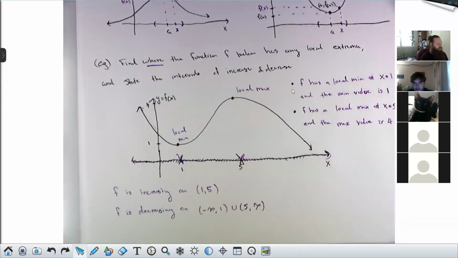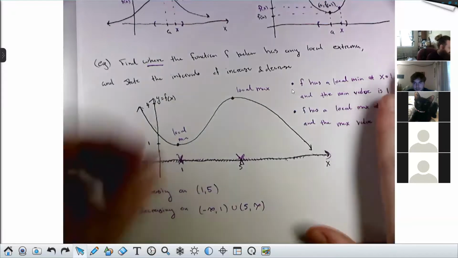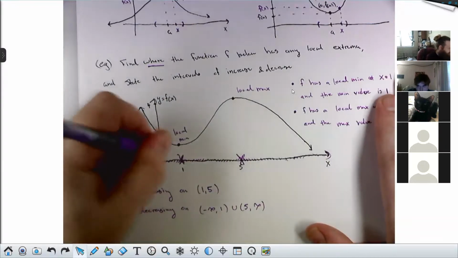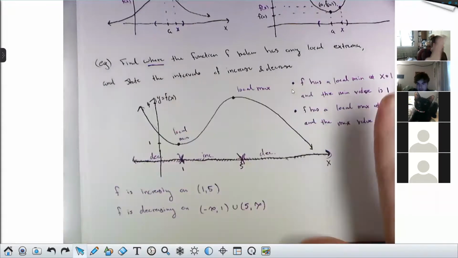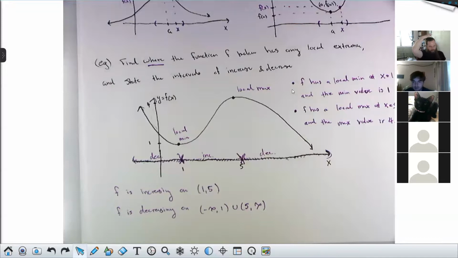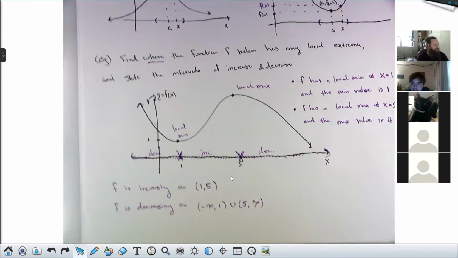Okay, what do you notice about the mins and maxes? So we're decreasing here, increasing here, and decreasing here. What's the relationship between the decreasing, increasing, and the extrema? The extremas are the points that aren't included in the increasing and decreasing.